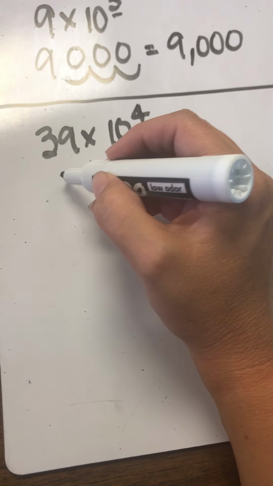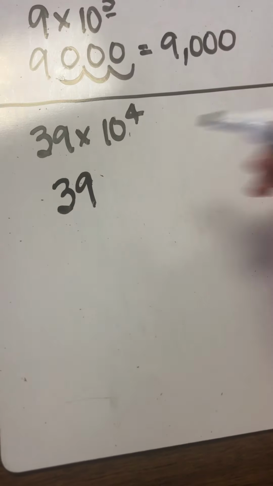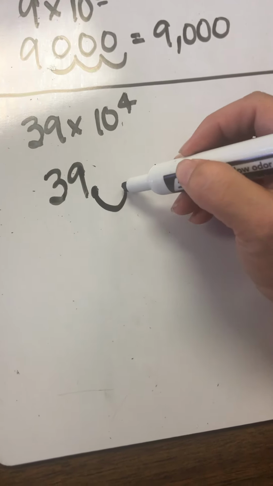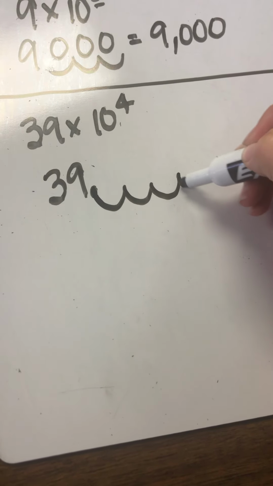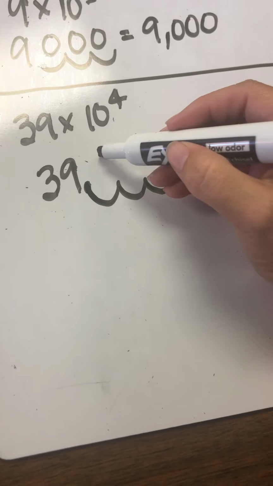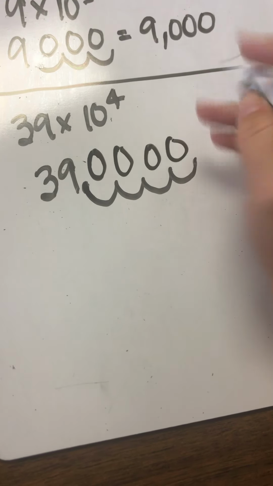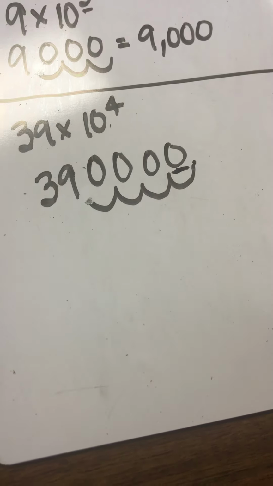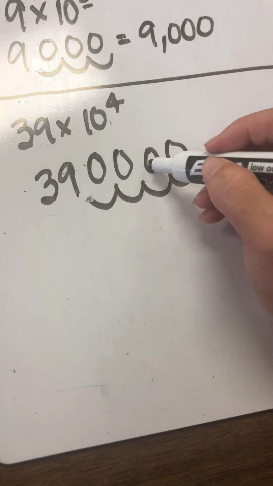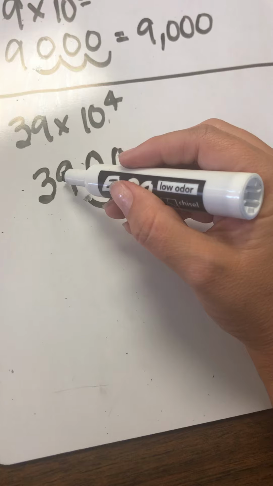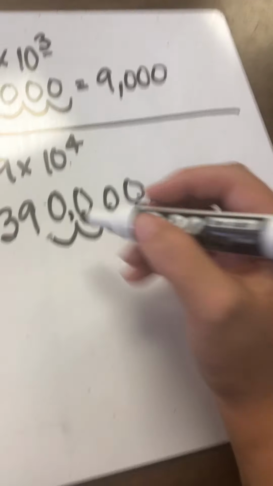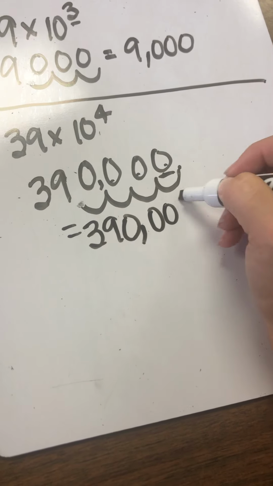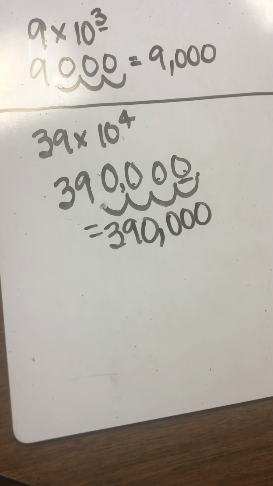Okay, 39 times 10 to the fourth power. So we're going to write 39. There's no decimal, so we'll put one after the ones place. And then we're going to shift 1, 2, 3, 4, because we have a 4 in the exponent. Put those zeros in. Our decimal is not here anymore. It's out here. So this is our new ones place. So if we say ones, tens, hundreds, thousands, 10,000s, 100,000s, then our answer is 390,000.